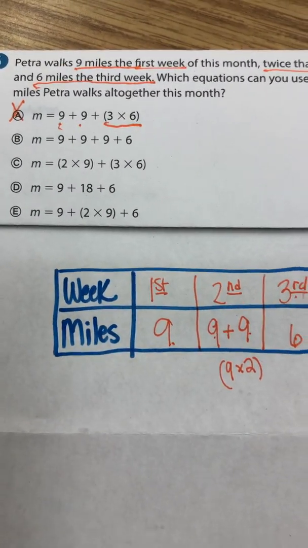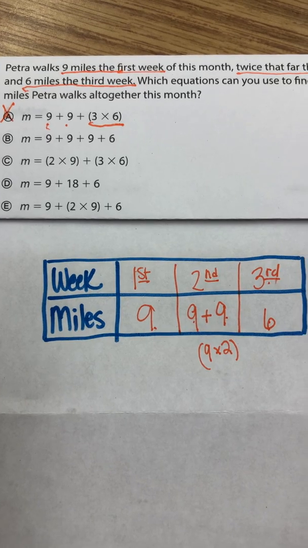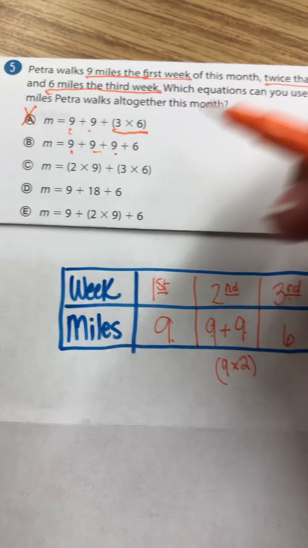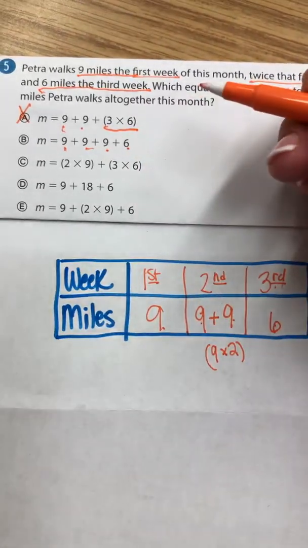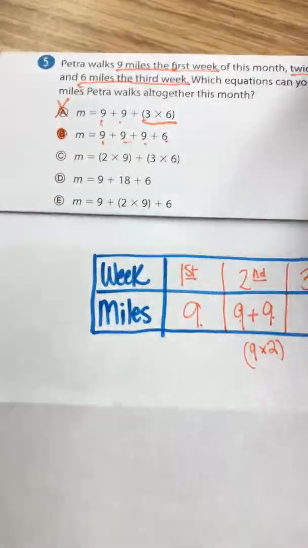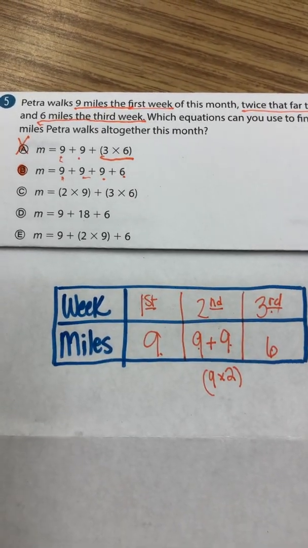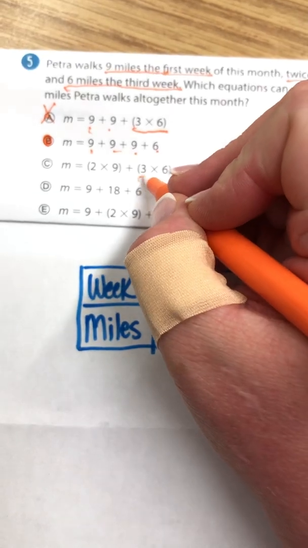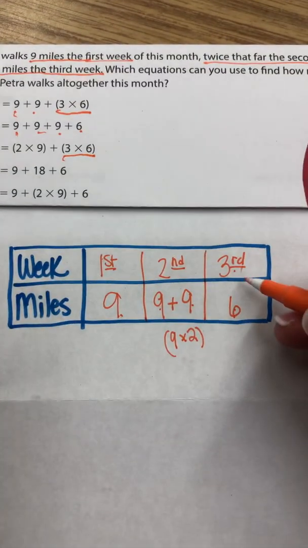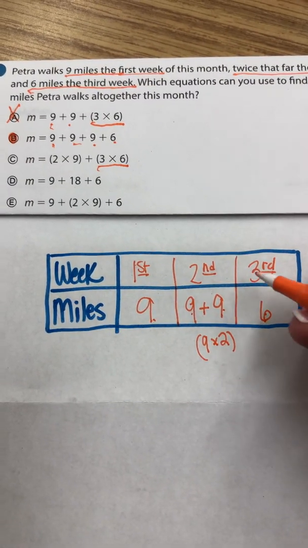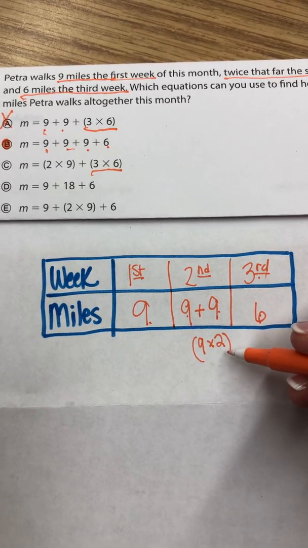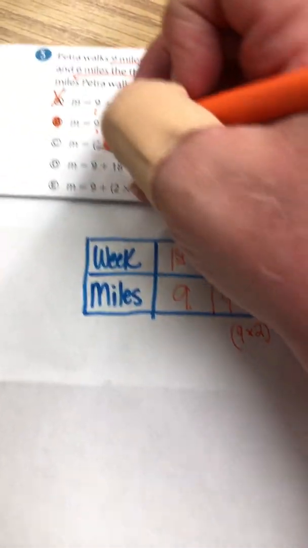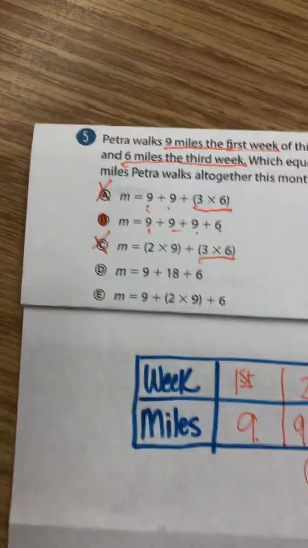Now let's look at letter B. B can be a good choice because we have 9 for week 1, 9 plus 9 for week 2, and 6 for week 3. So I will choose that answer. On letter C, 2 times 9 plus 3 times 6. Well, there's that 3 times 6 again that we said we do not need to multiply. And 2 times 9 would be good for the second week, but they're ignoring the first week. They're leaving it out. So let's get rid of C.